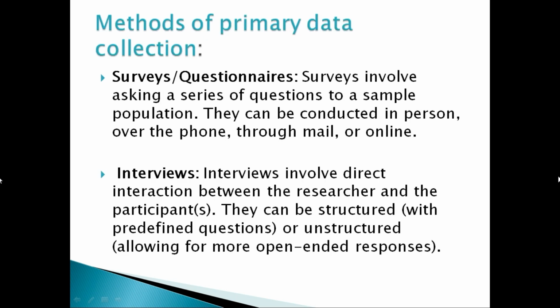So there are different methods of primary data collection. We can collect the primary data through different methods. The first one is survey, or collecting data through questionnaires. Surveys involve asking a series of questions to a sample population. According to the topic of our research, we collect data from the sample population by asking a series of questions. In questionnaires, we provide the questionnaires. In surveys, we ask a series of questions to the sample population. They can be conducted in person, over the phone, by sending mail, or online. So that is surveys or questionnaires.